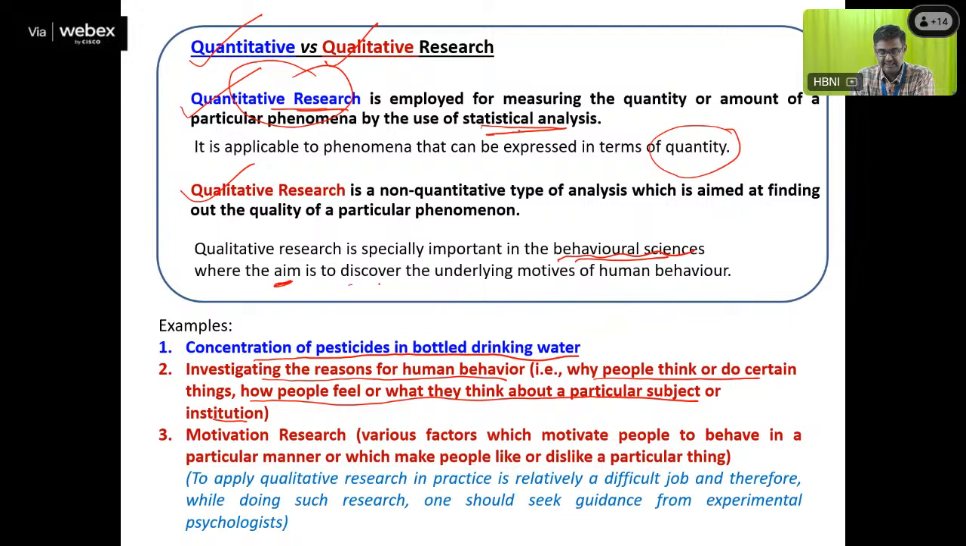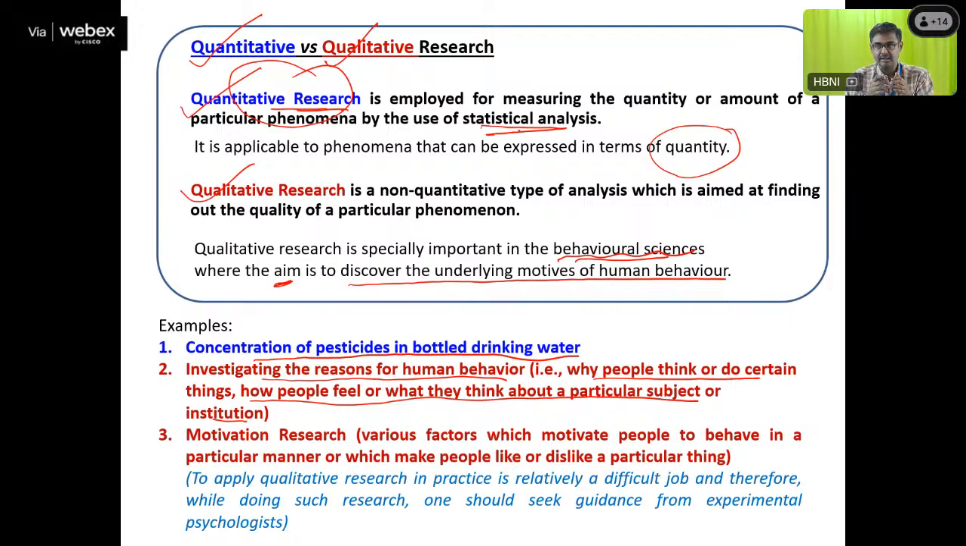Where the aim is to discover the underlying motives of human behavior, why people are behaving in a particular way. And they have also, I don't know whether you have heard the term, learned helplessness. So why people are feeling helpless? Because there are certain means in behavioral sciences, so many famous scientists have established so many reasons for a particular human behavior. They have classified them and derived methods for betterment of human behavior, definitely.